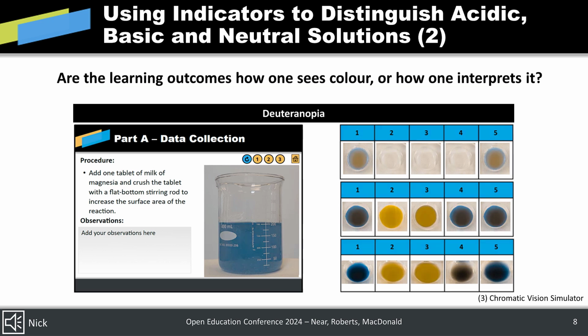And so what that means is that one of our learning outcomes is inherently flawed for students, and what we care about is not necessarily the perception of color, which is what we're assessing currently, but the interpretation of that color is far more important. So for example, it's not about what color is this, it's about this is this color, what does that mean? And that's a very important distinction to make when trying to teach new concepts to students.